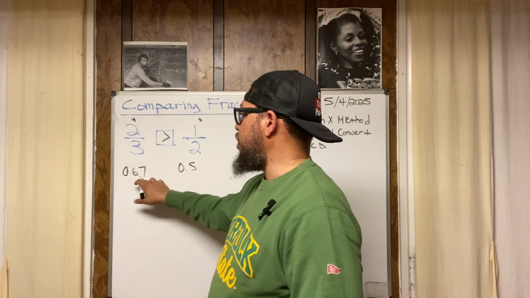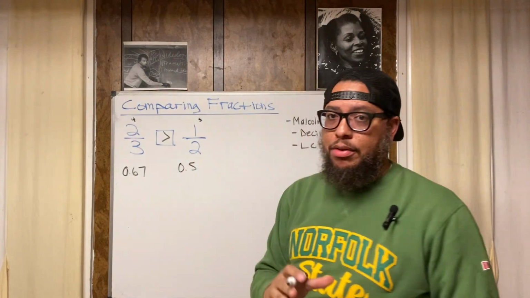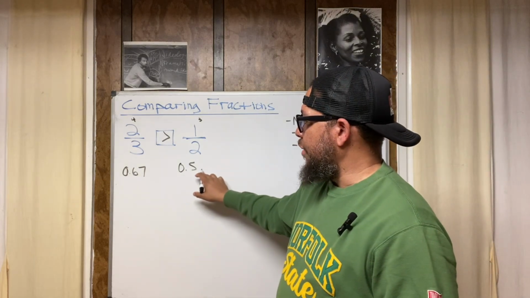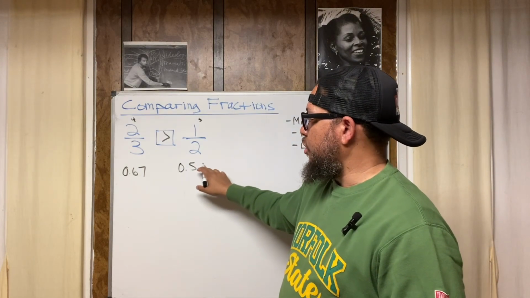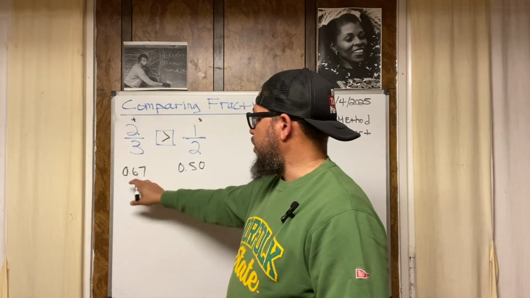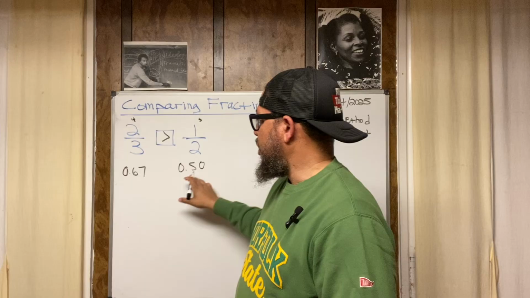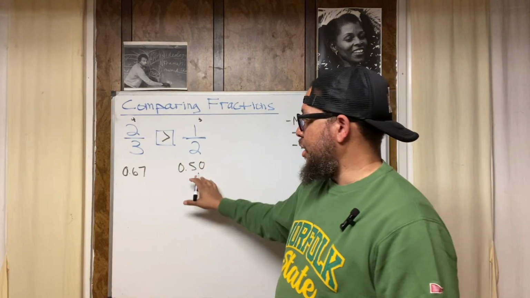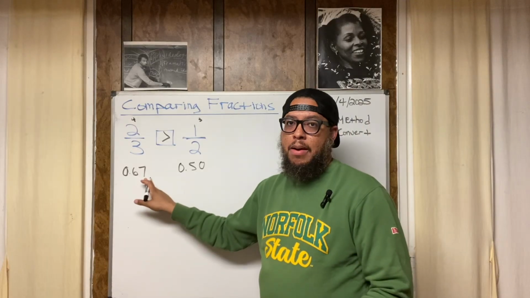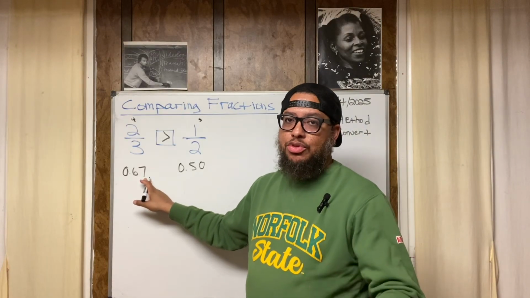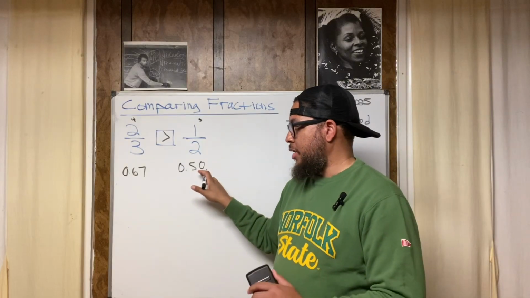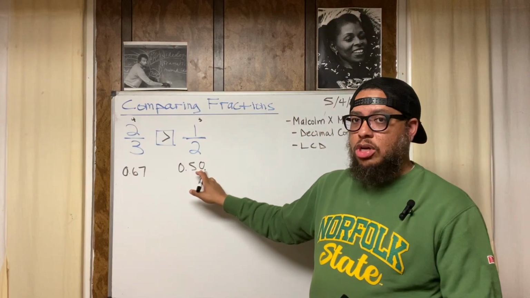Now, this has 2 digits after the decimal point. So in order to compare more easily, let's make sure this has 2 digits after the decimal point. There's nothing written after the 5, so we can use a 0 as a placeholder and put a 0 right there. So now I'm comparing 67 hundredths with 50 hundredths. The furthest to the right place that is occupied is the hundredths place in both.